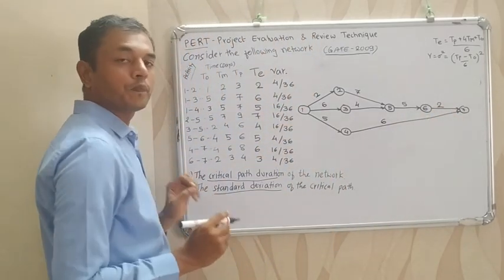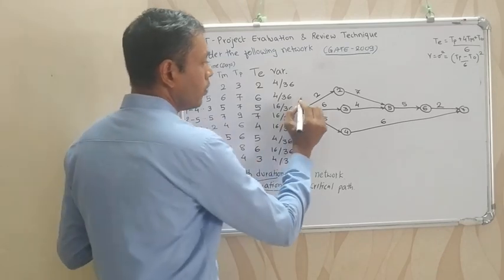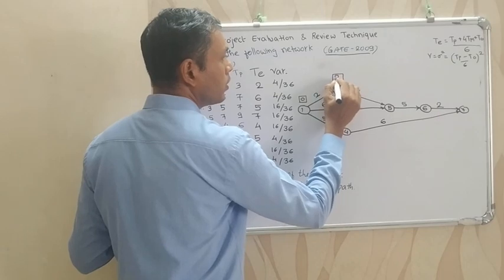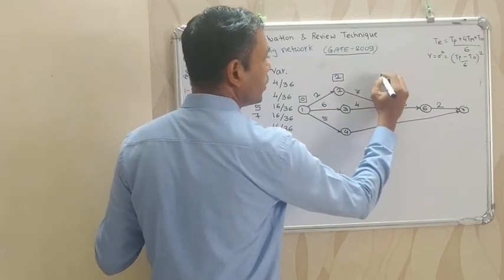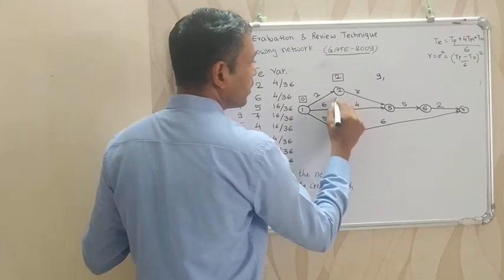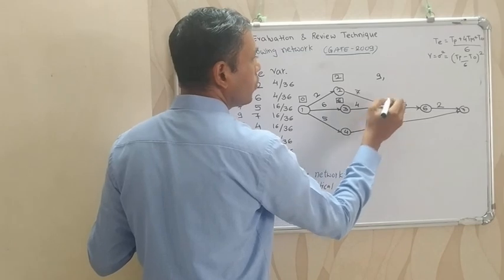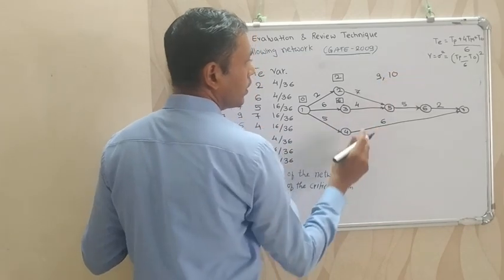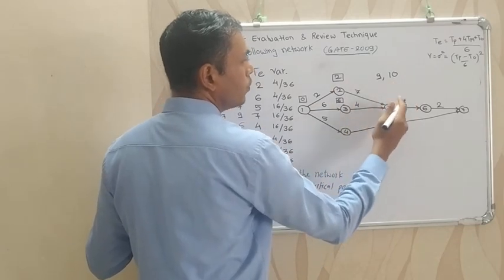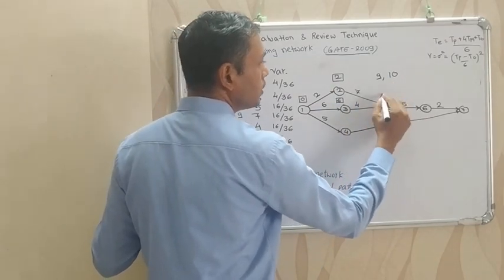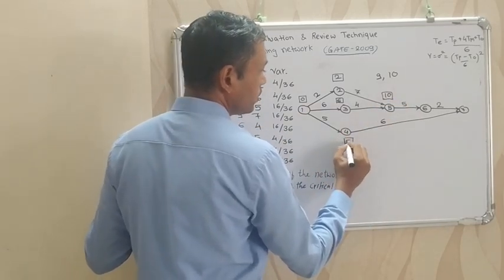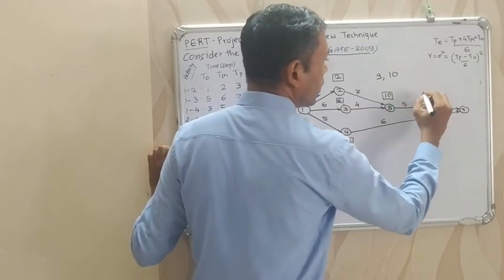Now calculate the earliest start time. We can start activity 1 at 0 time, 1 to 2 will complete at 2 and 2 to 5 will complete at 9. 1 to 3 will complete at 6 and 3 to 5 will complete at 6 plus 4, 10. Out of these, 10 is larger. At 10 days all activities are completed. So we can start activity 5 to 6 at 10 days. It takes 5 days. Now 10 plus 5, 15 days.